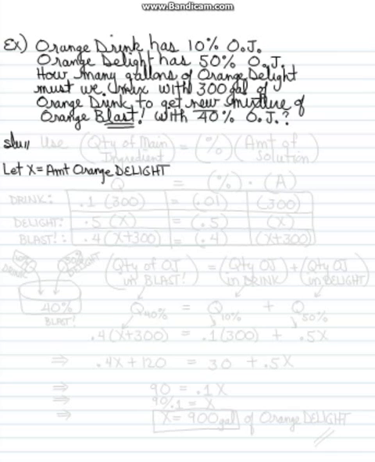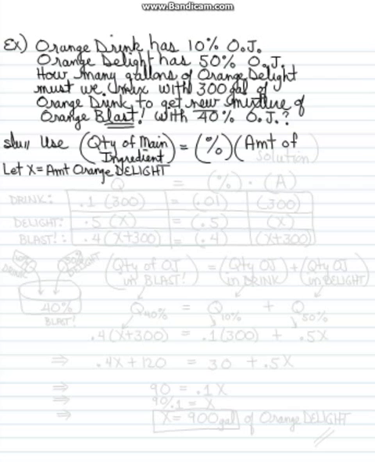Okay, now to do this, we have to consider that in decimal form, 10% is written 0.1, and 50% is written 0.5, and 40% is written 0.4. We also are going to use a mixing formula that says the quantity of the main ingredient, which in this case is OJ, equals the percentage of the OJ times the amount of that beverage. The amount of the solution is the amount of beverage in your container.